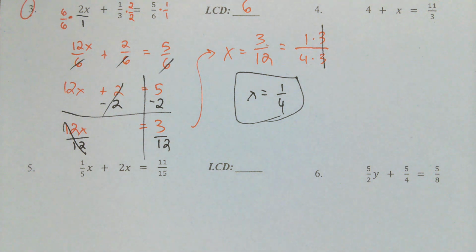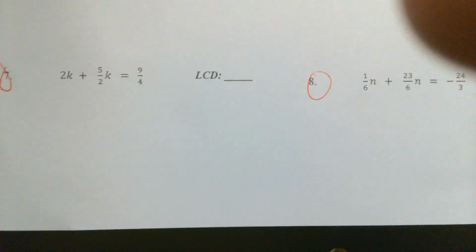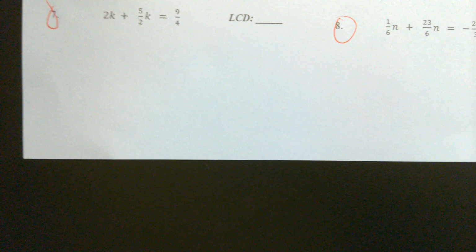Anybody get 1 over 4 on their own, number 3? A couple people? Good. That's a great start. That one hopefully is not too bad, since we only have one variable term. Now let's drop down to number 7 and take a look at 7. Okay, let's turn our phones on silent, please, guys. I don't want to hear it.